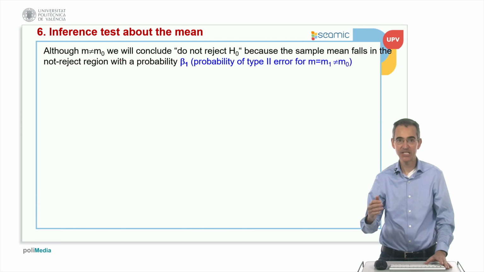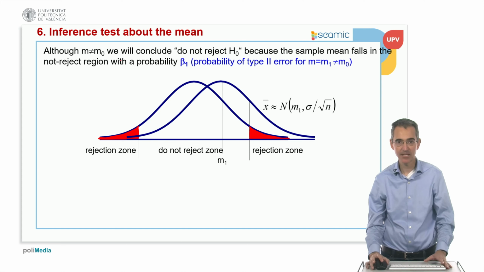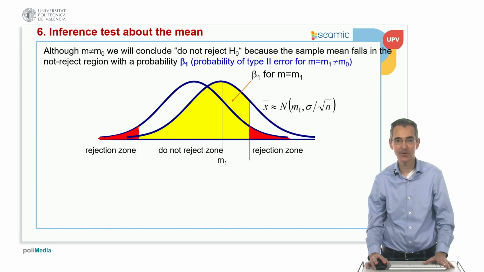So by definition, we have beta. Beta is the probability to make a type 2 error when m is not m0, so when m is different from the value of the null hypothesis. We have this from the previous slide, and then imagine that m is not m0, so it moves to the right, so m increases. And this is the distribution of the sample average. What would be the probability to accept the null hypothesis in this case? That is by definition beta.